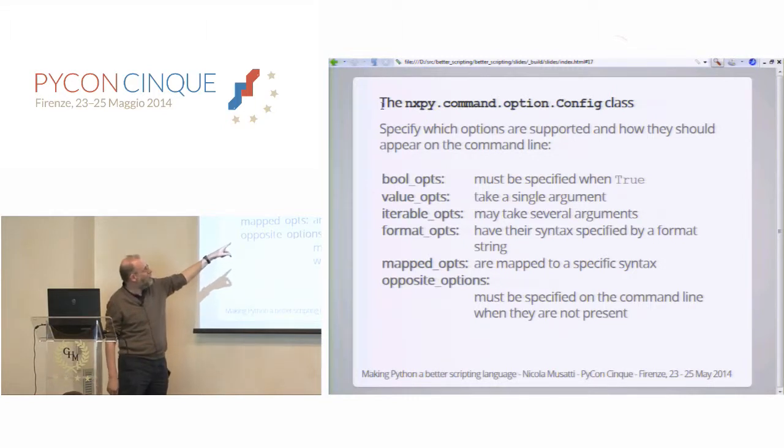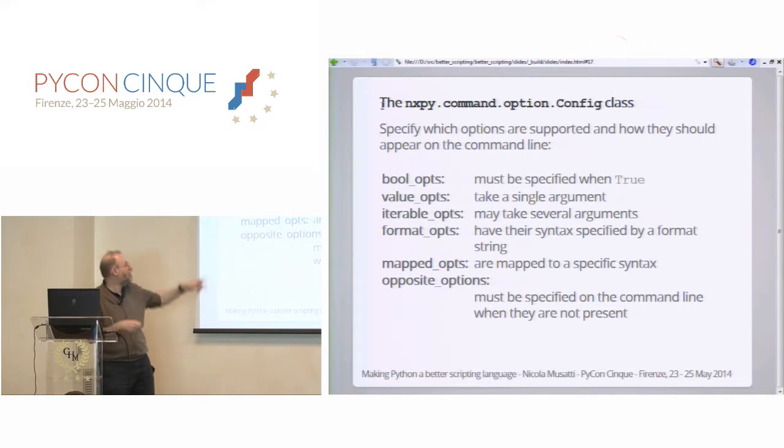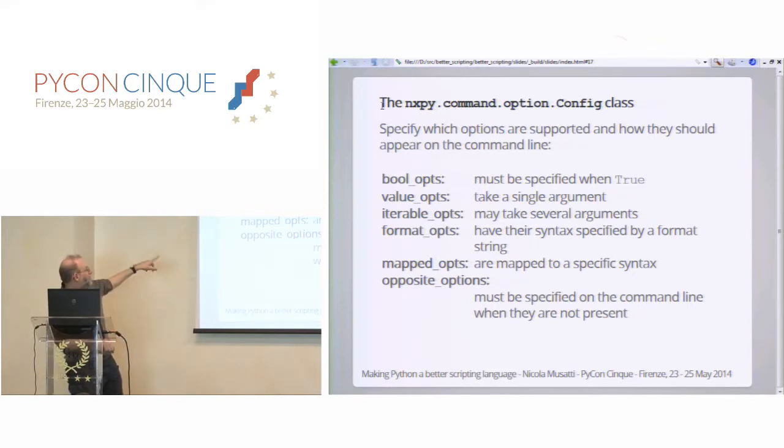There's a way to specify that an option has to be written on the command line with a specific syntax by using a format string. You can map options that are expressed in one way within the program so that they are mapped to a different syntax on the command line. And it's possible to specify options that you have to put on the command line when they are false.